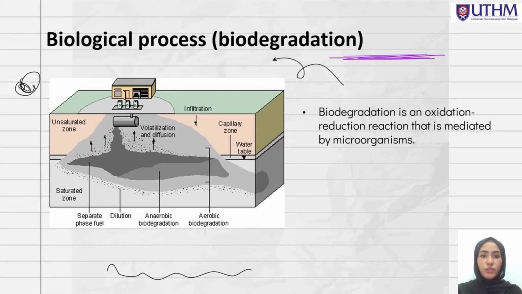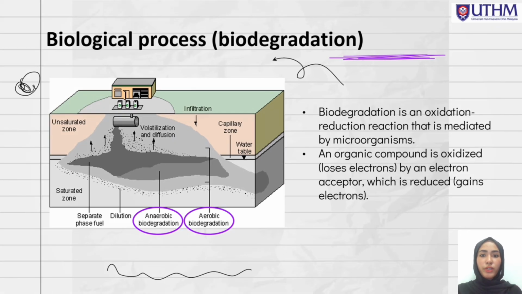Biodegradation, an oxidation-reduction reaction that is mediated by microorganisms, is the biological process that must be considered for organic contaminants. In general, an organic compound is oxidized by losing electrons to an electron acceptor, which is reduced, where it gains electrons. This can occur in the following two ways: aerobic biodegradation and anaerobic biodegradation.